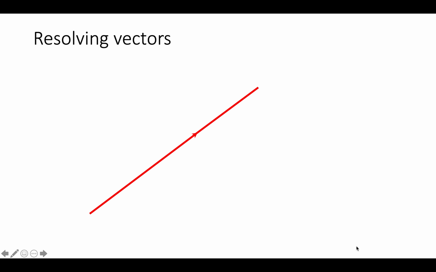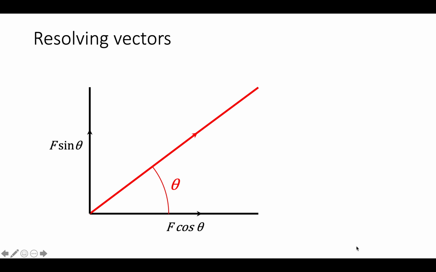Resolving vectors is doing it the other way around. You take a vector, any vector you like, and you split it into two vectors, one of which is oriented horizontally and one of which is oriented vertically. And if this is the angle, then you would use F sine theta or F cos theta, where F is the magnitude, in order to do the resolution. The data booklet has a quick diagram, as we saw, which is a quick reminder of which is which.